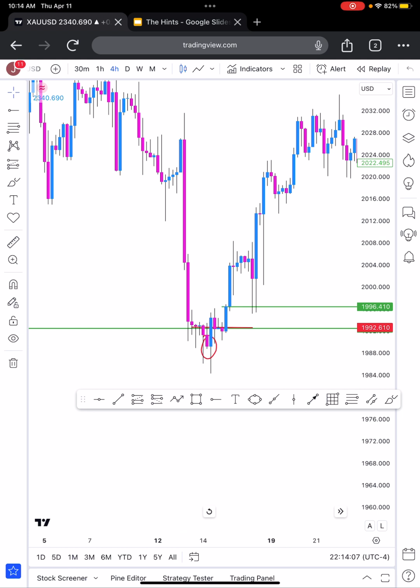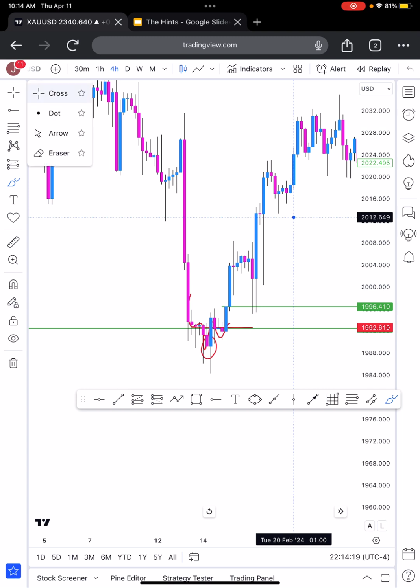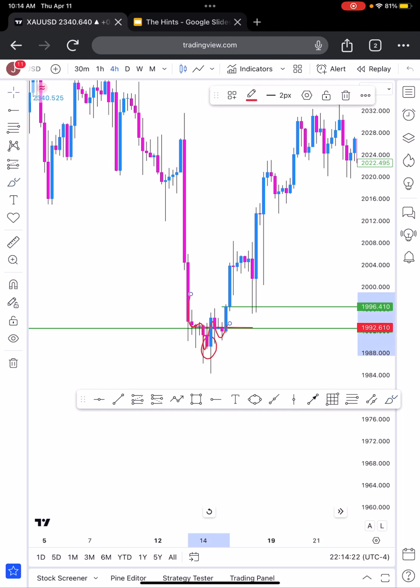So this is the break and retest, right? So price created the H&S, then it broke out, retested, and continued, right? So first, you always wait for the hint. So the hint is either one of the 5 things that I mentioned before.